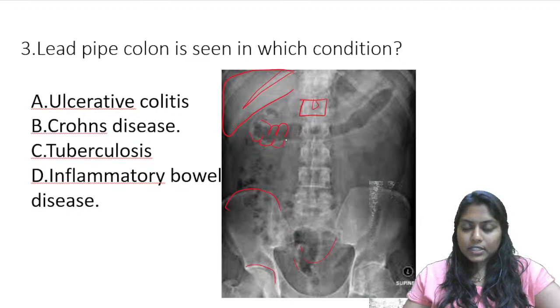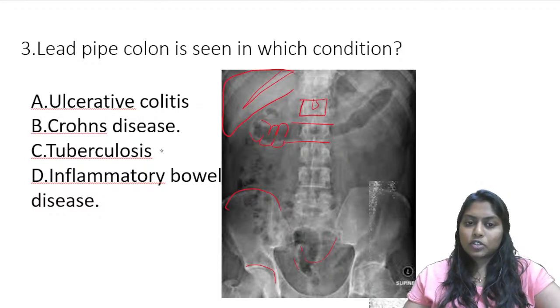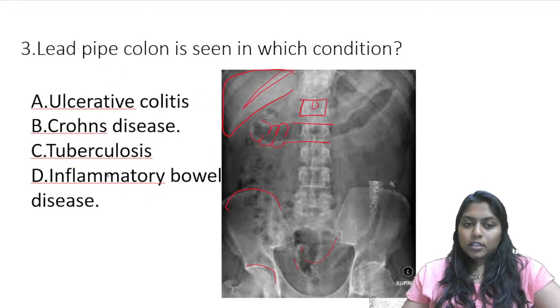It will be seen like this, but there is loss of haustrations, and it is seen as a plain structure that is like a lead pipe. This is classical for which condition? Is it for ulcerative colitis, Crohn's disease, tuberculosis, or inflammatory bowel disease? This is classical for ulcerative colitis.